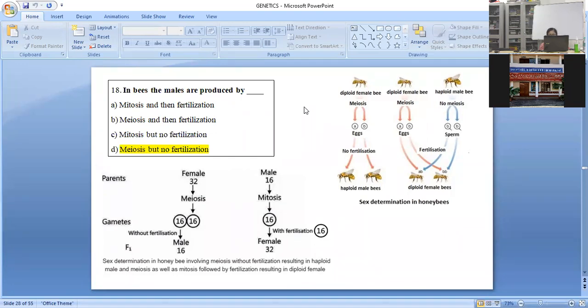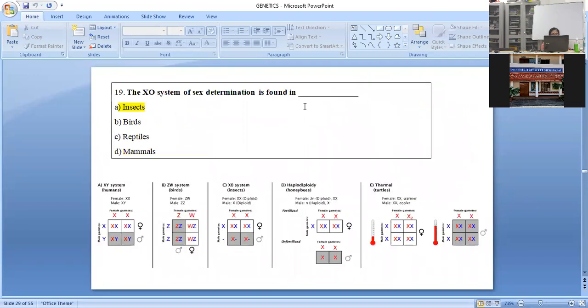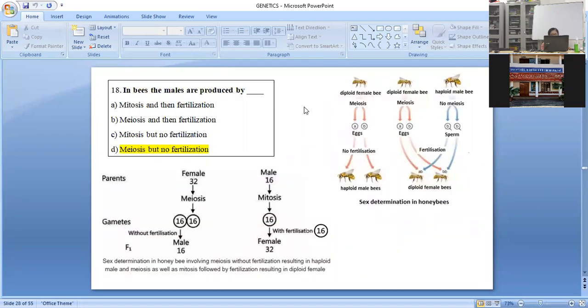Yes. Okay. Madam, it has mitosis but no fertilization. Males are produced, males, but no fertilization. Without fertilization males will be produced by meiosis.